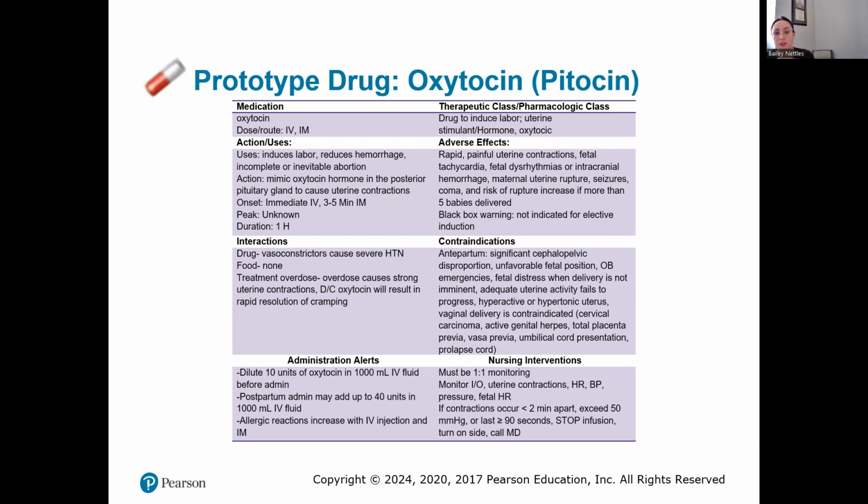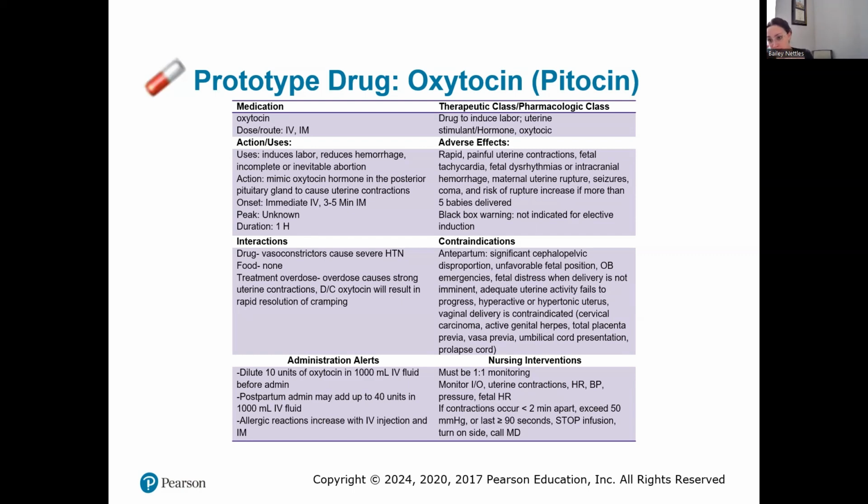Unfavorable fetal position. So if the baby is transverse or breech, we don't give them oxytocin because we don't want to induce labor and bring the baby down if they're not going to turn and be in the right position. OB emergencies, fetal distress is a big one. If the baby is already showing this dysrhythmia, tachycardia, things like that, we're not going to give them oxytocin because it can stress them out more. Especially when delivery is not imminent.